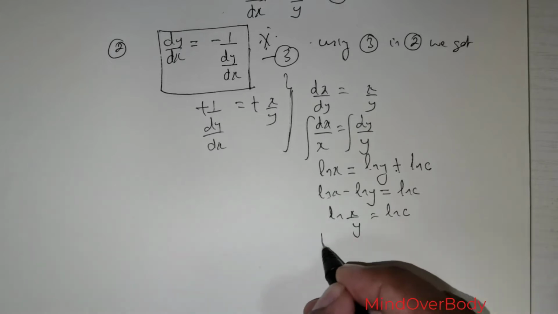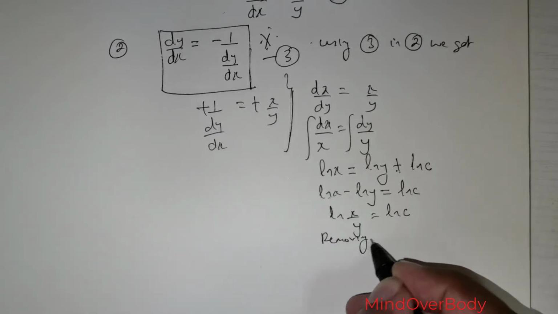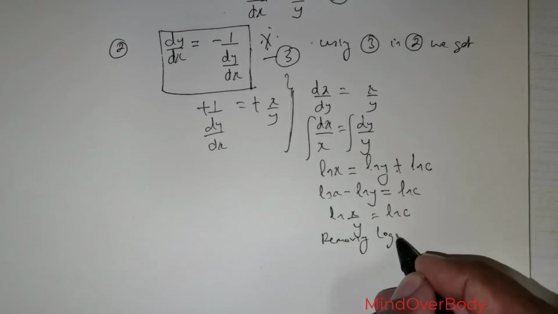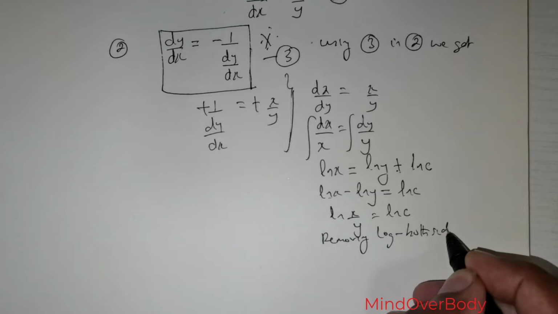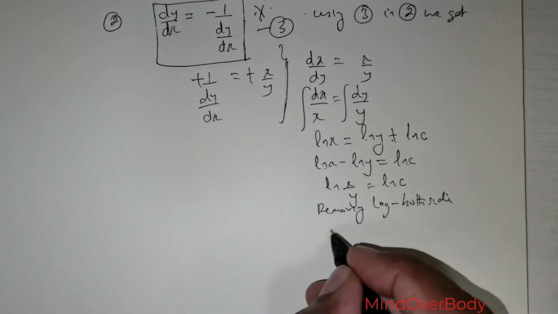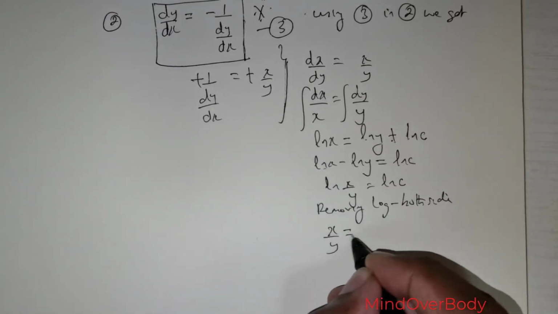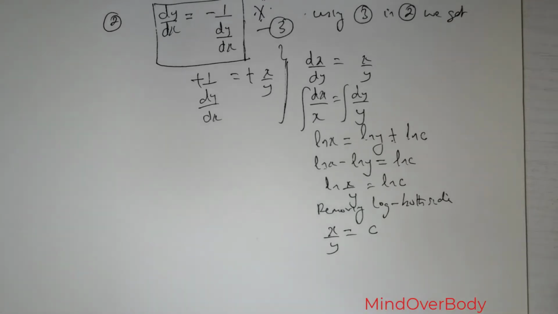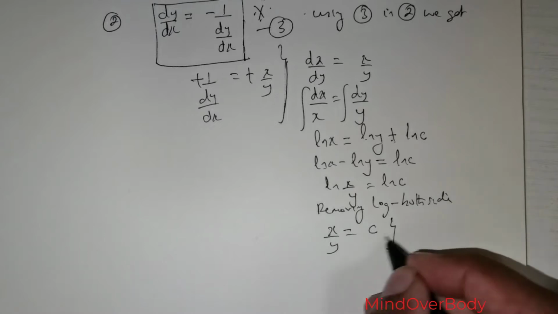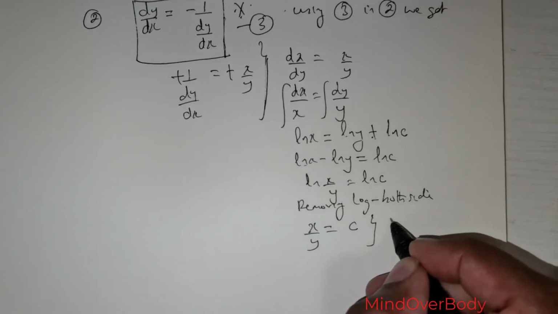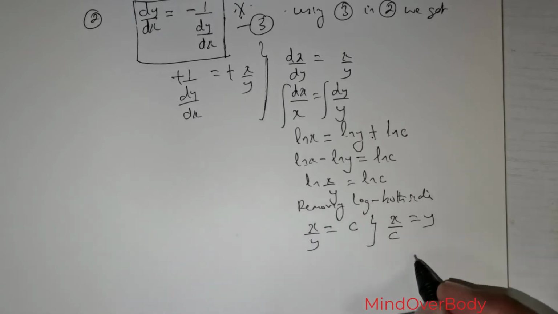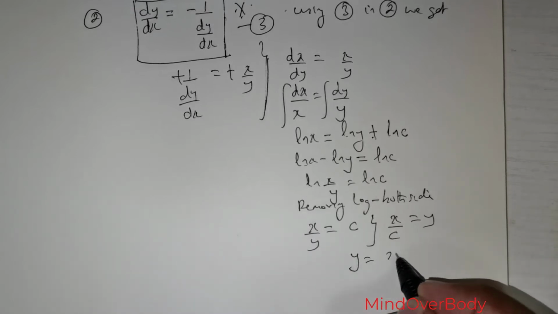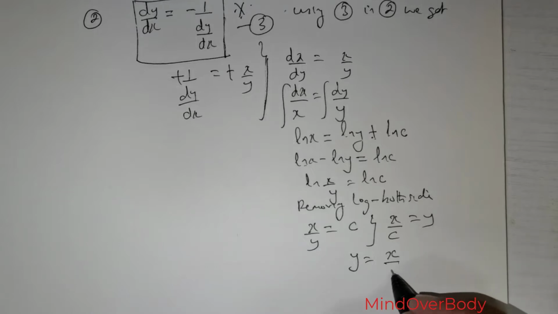the simplification. So removing log both sides, so we get removing ln. When I say log, it means ln both sides. So what do you get when you remove that? So you get x over y is equal to c. Now what I wish to do is, I would like to rewrite this as for y. So that means I will bring that c down. x over c is equal to y. Now I got y is equal to x over c.